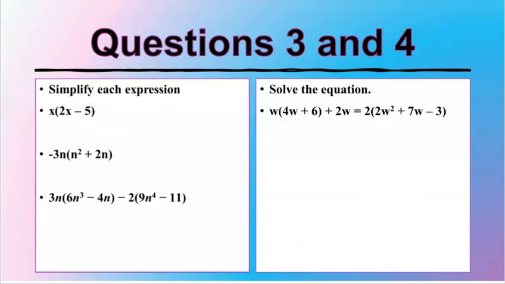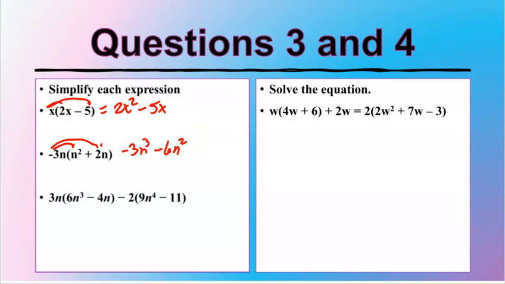Question 3. Simplify each expression. So we want to get rid of the parentheses by distributing. So I have x times 2x is going to be 2x squared. And x times negative 5 is a negative 5x. Next, I distribute a negative 3n. So negative 3n times n squared is a negative 3n to the third. Negative 3n times 2n is a negative 6n squared.